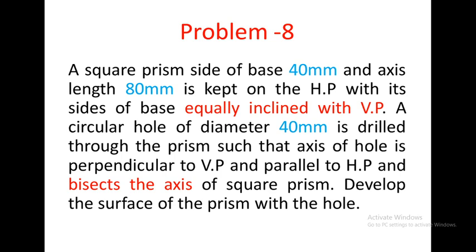Also, while drawing the hole in the front view, first we have to mark the center of the hole. In the question, it is given that the axis of the hole bisects the axis of the square prism. So the center of the hole will lie at a half distance of the axis. That is, from the base we will take a distance equal to half of the length, that is half of 80 mm equal to 40 mm, and we will mark the center of the hole. Develop the surface of the prism with the hole. So let's begin with the solution.